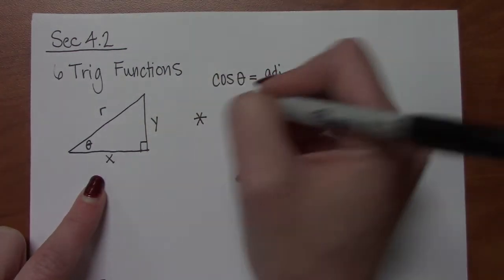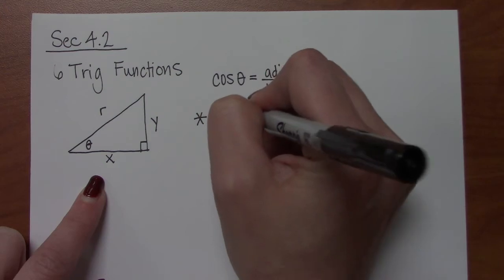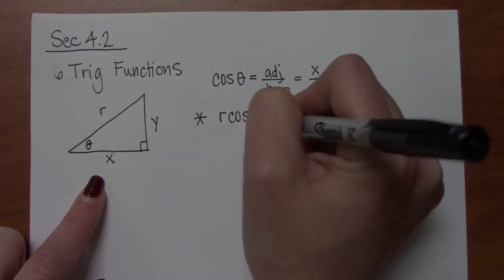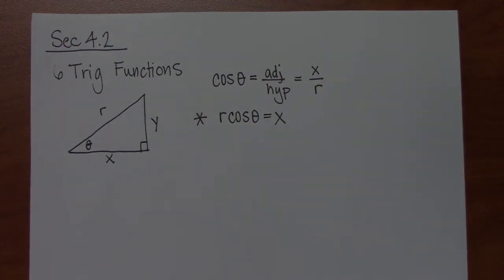And if I solve this equation for x, I get that r cosine theta equals x. And that's really important, because we defined our angle with respect to the horizontal. All the angles on the unit circle are going to be defined with respect to the horizontal. So all the coordinate points on the unit circle, the x coordinate of the point is going to go with cosine of that angle, all right?